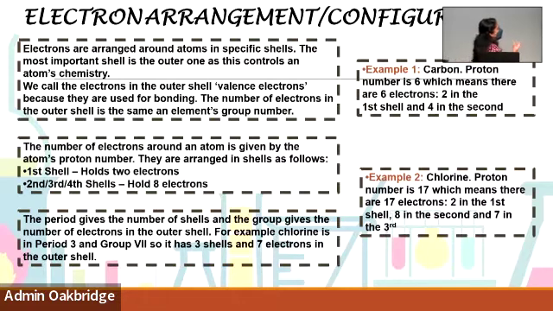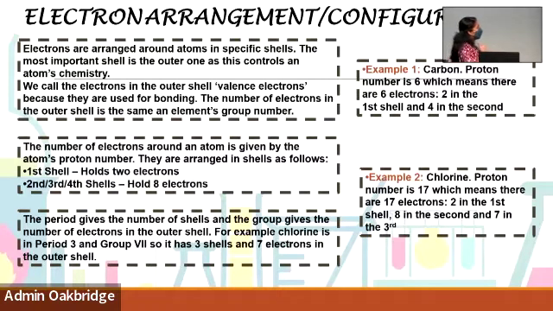The most important shell is the outer one, in the sense of valence electrons. We call the electrons in the outer shell valence electrons because they are used for bonding. So only the last, valence shell matters. That's why, if you notice in questions, they usually only draw the outer shell. It doesn't mean we don't need the inner shells, but we won't need them as much as the valence shell. And the outer shell is the same as the element's group number.